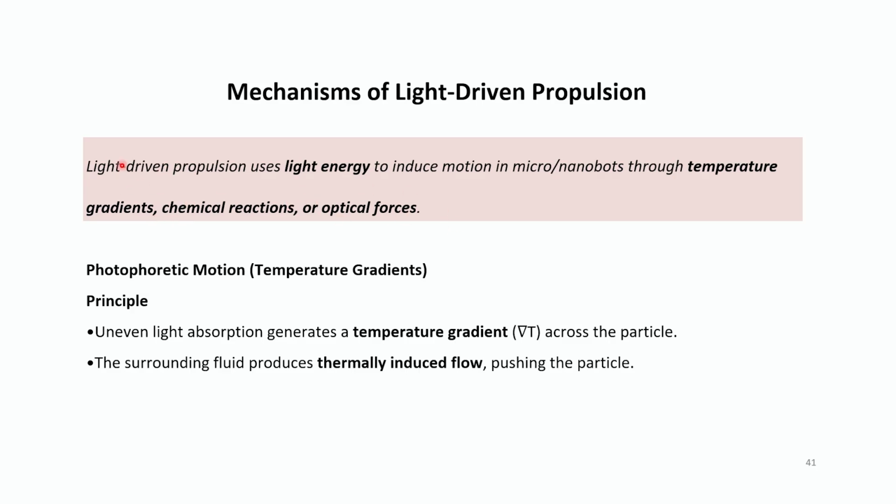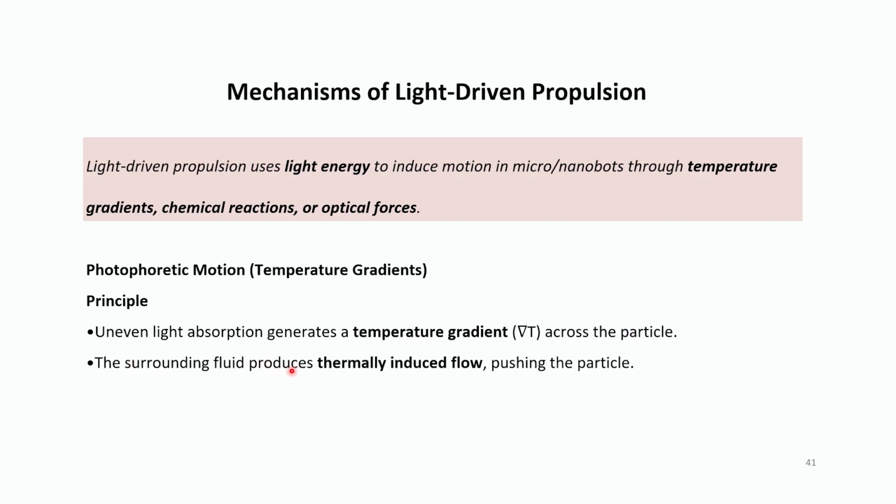So now you are using light to drive your bot. Light driven propulsion is going to use light energy to induce motion in your micro nanobot through temperature changes, creating a temperature gradient, or chemical reactions, or optical forces. So let's start with photophoretic motion, that is temperature gradients. The principle is there is uneven light absorption on your bot that is going to generate a temperature gradient across the particle. So your light is falling in one direction, and it will create uneven light absorption that is going to generate a temperature gradient across the particle.